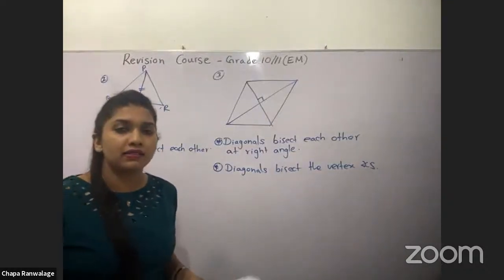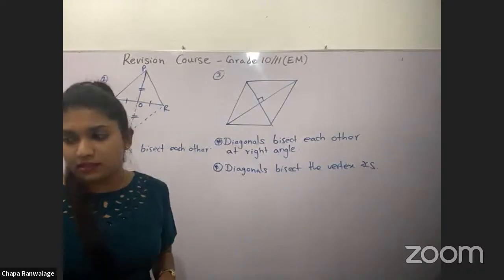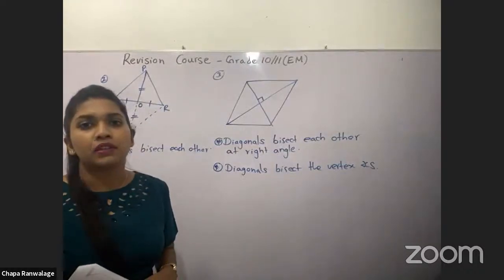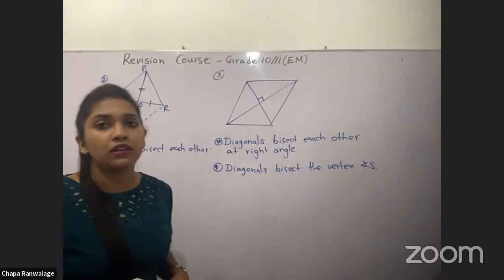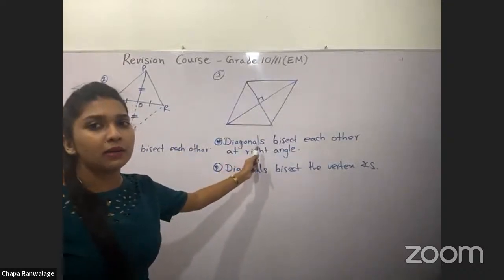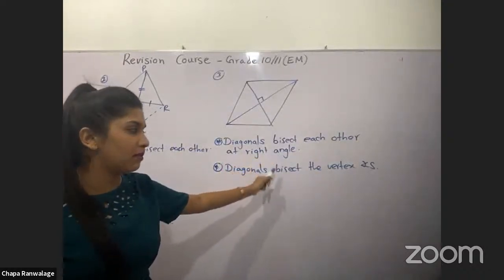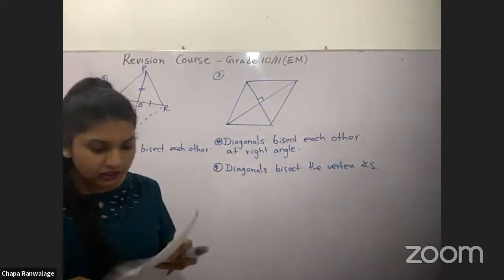The diagonal bisects the area of the rhombus. The diagonal bisects the area of the rhombus.